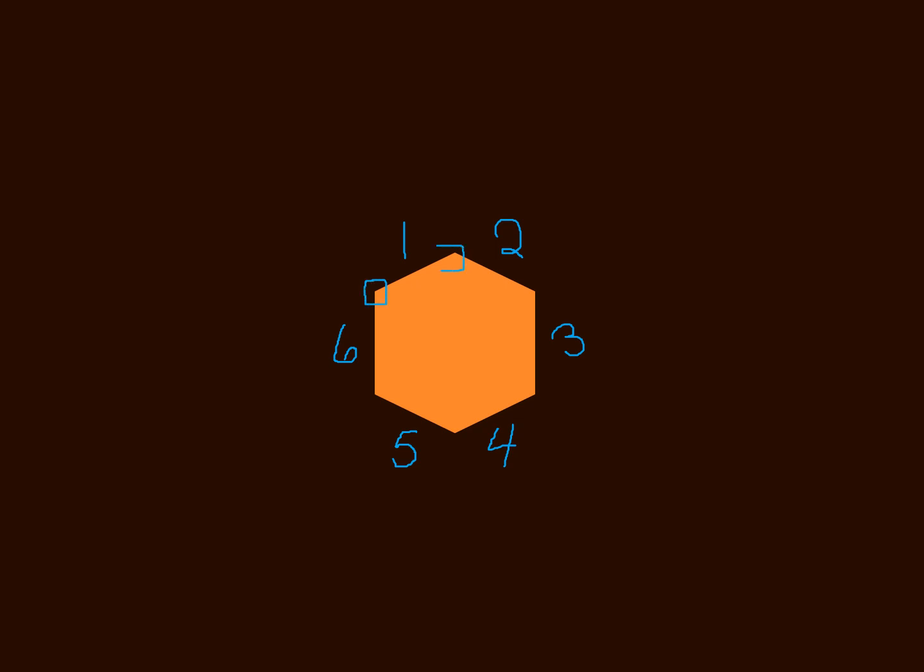1, 2, 3, 4, 5, 6. And I'm not sure who watched the shapes video from a few weeks ago, but I taught you that hex or sext means 6. And gon means angles. So, what do we have here, guys? Right, we have a hexagon.